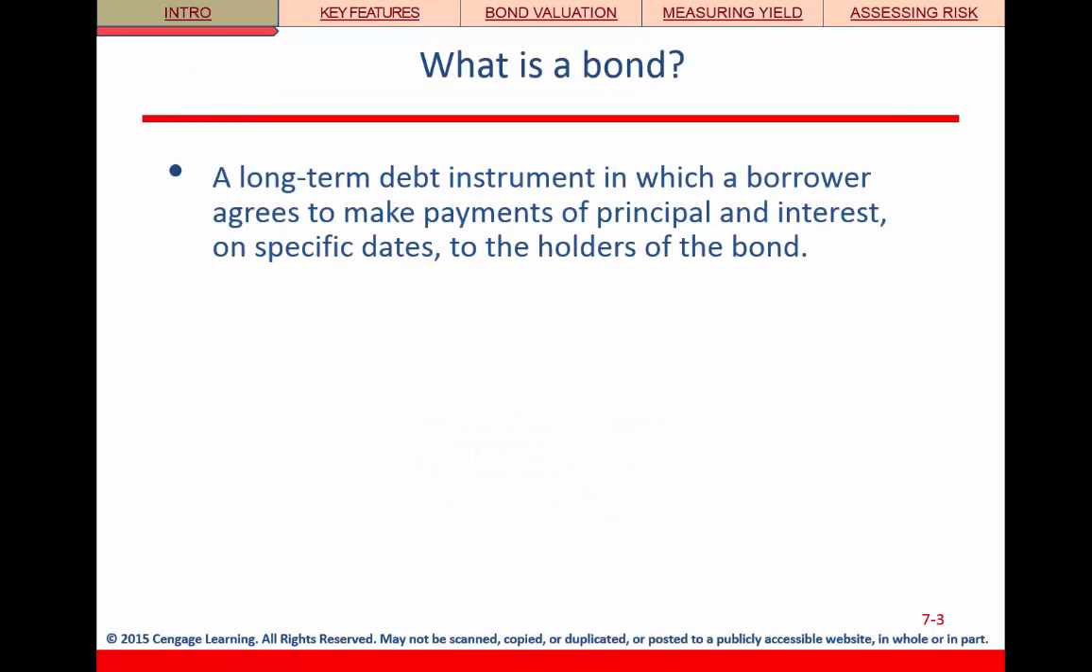So, in general, what is a bond? Well, it's not like a treasury bill. It's a long-term debt instrument where a company like AT&T or ExxonMobil needs money to fund its projects. So they say that they need to issue a bond, which means that they borrow and they agree to make payments of principal and interest on certain dates to the people who invest in the bond.